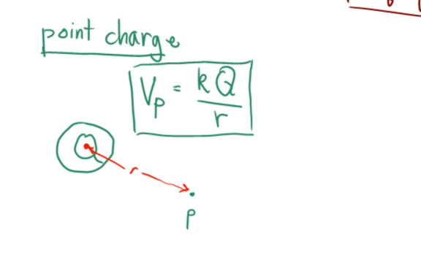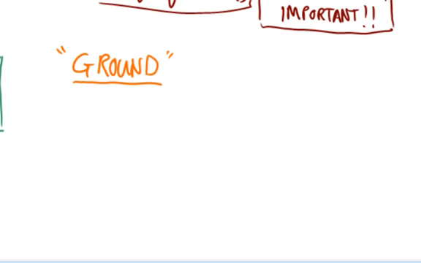Let me also make a comment about something you'll hear frequently in these problems, and that is ground, or ground potential. When we get to circuits, we're going to see that there's a circuit symbol for ground. It looks like this. It's a stretch of wire that's connected to a sharp object that's buried into the ground.